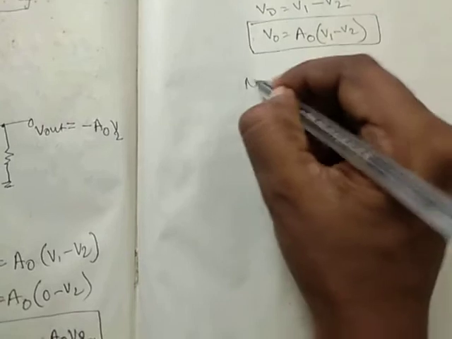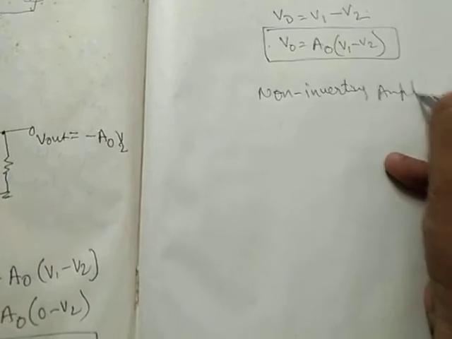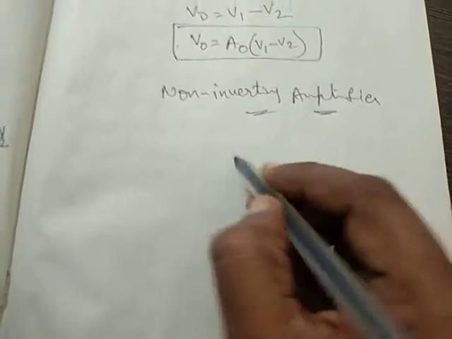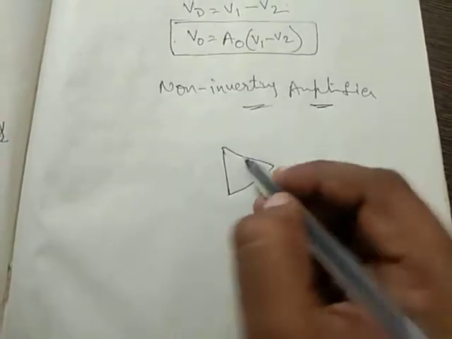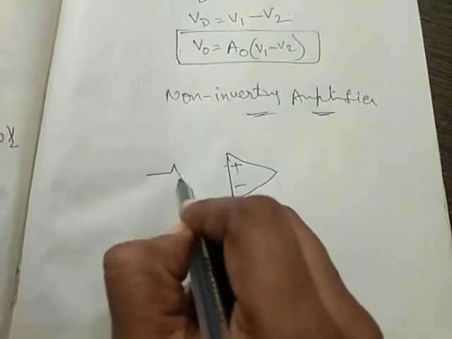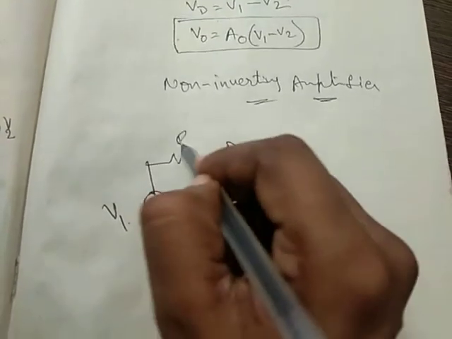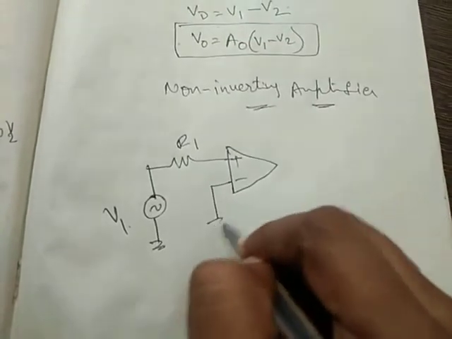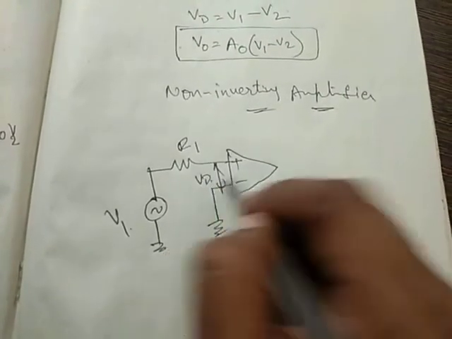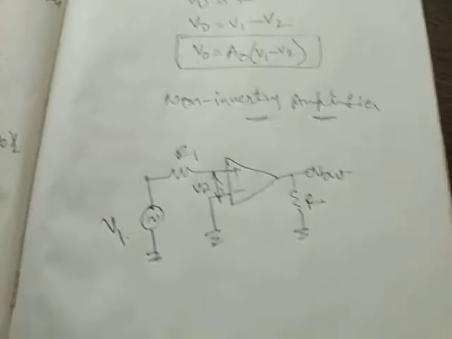Then coming to the non-inverting amplifier. What is the circuit diagram of the non-inverting amplifier? This is the circuit of the non-inverting amplifier. V1, R1, and this is ground. This is VD. This is V out, and this is the load resistance R. This is the non-inverting amplifier.